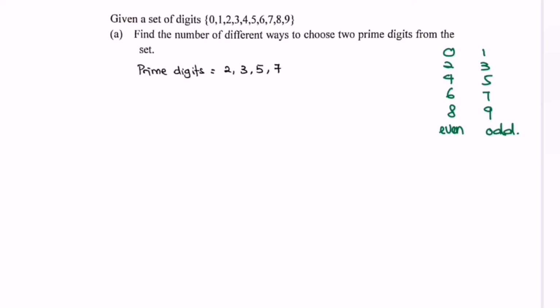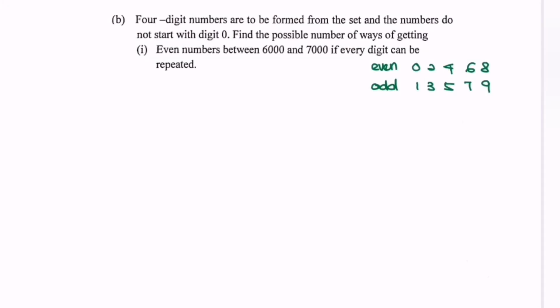So in here we have 4 prime digits. So in here we have 4C2, which is equal to 6 prime numbers, which consist of 2 digits from the set. B, 4-digit numbers. So in here we need 4 digits to be formed from the set of the numbers that do not start with 0.